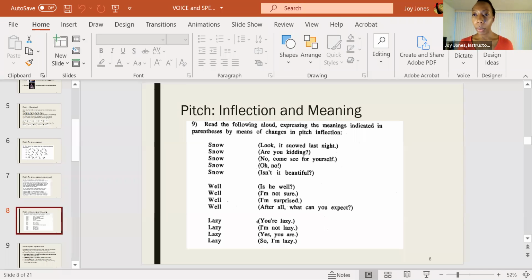Is that clear, or do I need to do a few more? Okay, let's all do snow together, and then any volunteer speakers can jump in for the well and the lazy sequences. So the first snow. Snow. Great. Next one, and we'll do them all together. Snow. No. The third one.